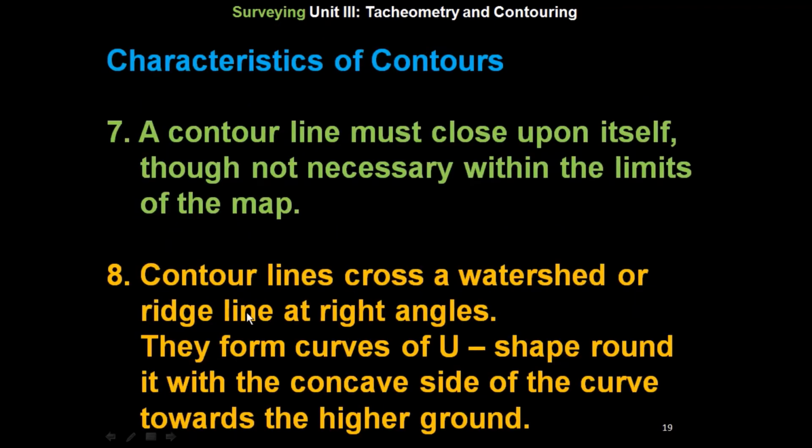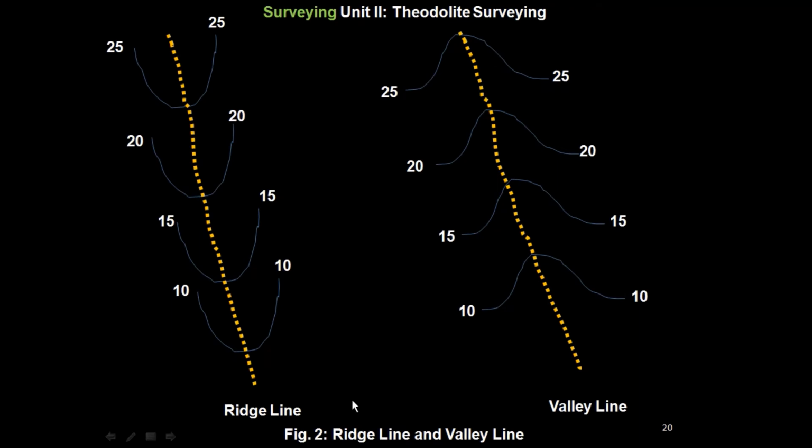The seventh characteristic, a contour line must close upon itself, though not necessarily within the limits of the map. Eighth characteristic, contour lines cross a watershed or ridge line at right angles. They form curves of U shape round it with the concave side of the curve towards the higher ground. So here we can see the figure showing the ridge line.